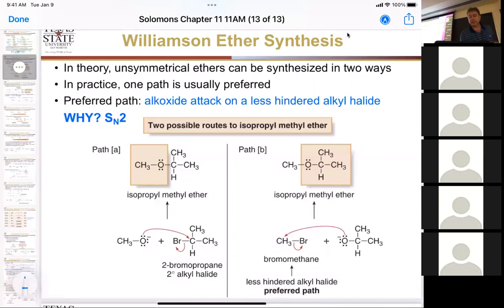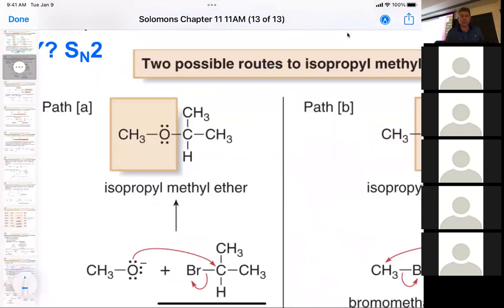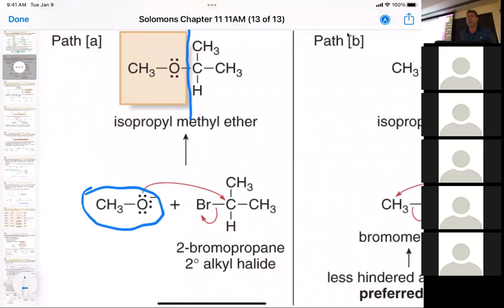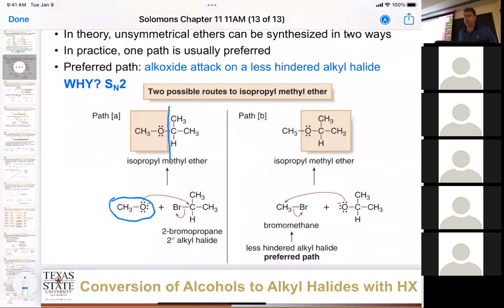So if we looked at this right here, this isopropyl, we could cut it here, and that would give us this alkoxide, and it would give us a secondary alkyl halide. It's like, okay, well, that's not too bad. It's not too hindered. They're only methyl groups. So this reaction will probably work, okay?